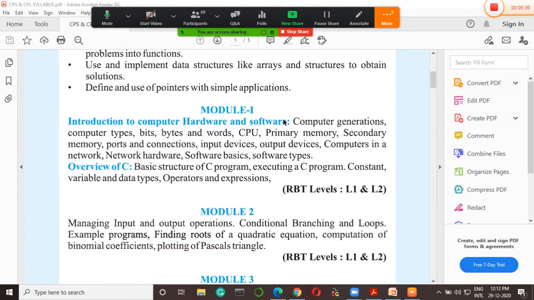for introduction to computer hardware and software, wherein in this chapter we will be discussing the basics of computer. For example, what is a computer, who founded this computer, and what are the generations of computer. There are different generations of computer which we will come across, and also we will be discussing the types of computers which have been available in the market over past decades. And also we will be discussing various basic concepts, like what this bit stands for, what byte stands for, and also what words stand for.